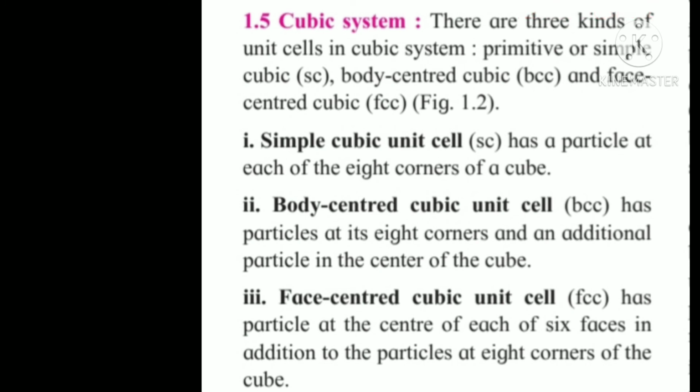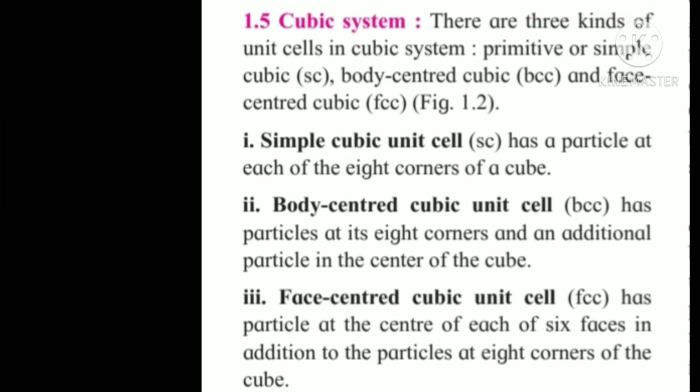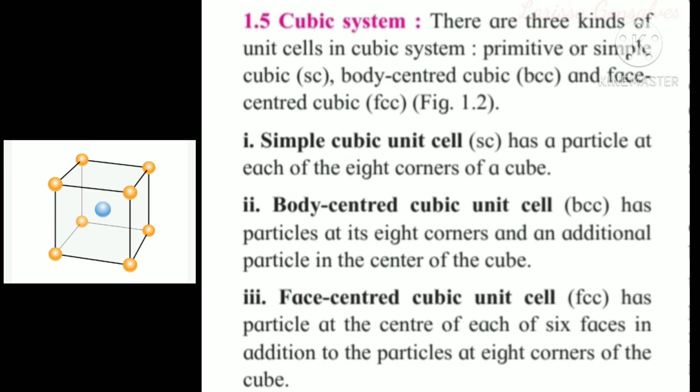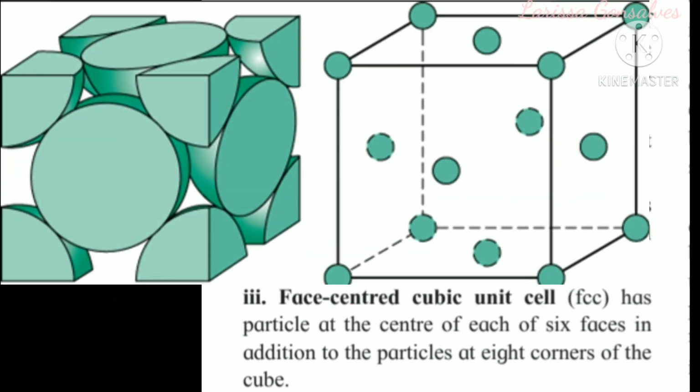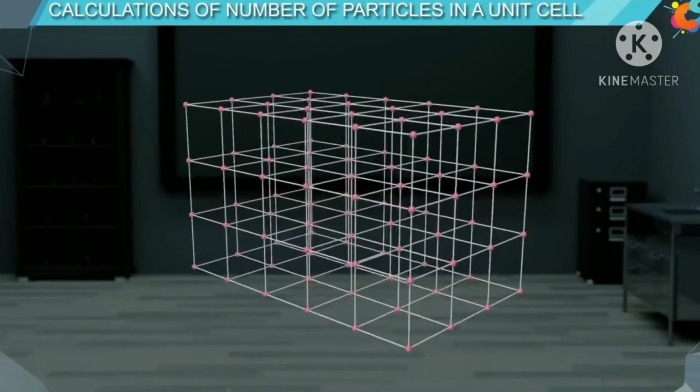The simple cubic unit cell has a particle at each of the 8 corners of a cube, while the body-centered cubic unit cell has particles at the 8 corners and one extra particle in the center of the cube. And the face-centered cubic unit cell has 8 particles at the 8 corners of the cube. In addition to that, it has particles at the center of each of the 6 faces. Now, we are going to study the number of particles in each of the cubic unit cells. Calculations of number of particles in a unit cell.